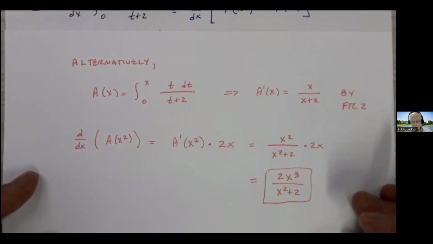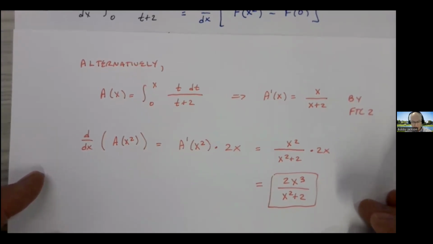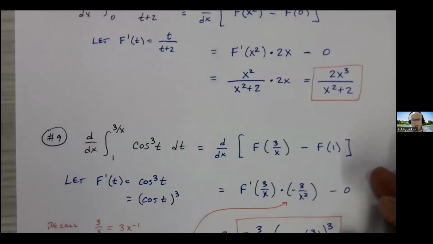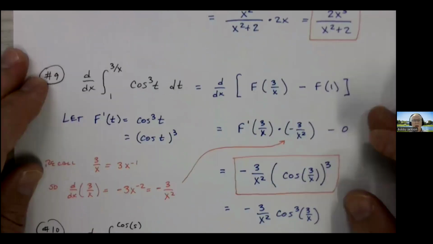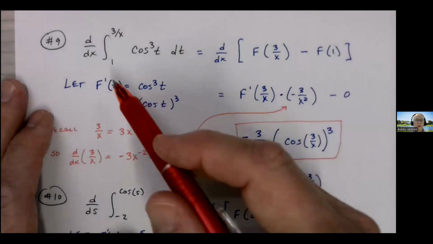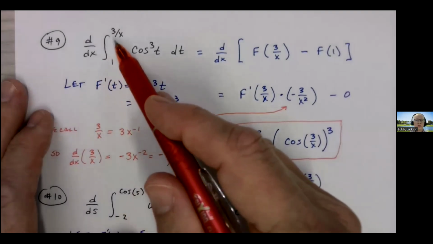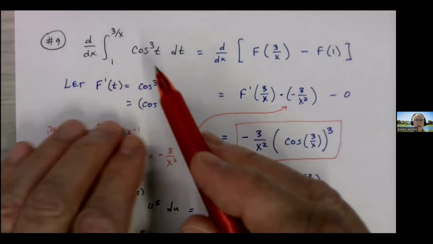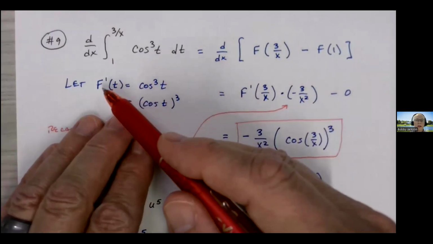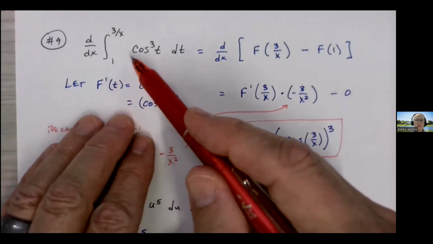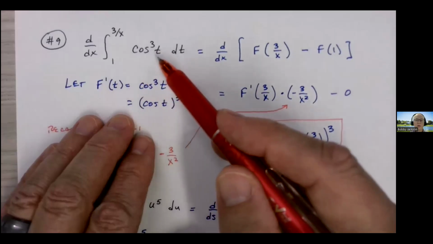Okay, really the same thing, just maybe a slightly different way of thinking about it. I like to do it the way I did this one, so that's the way I'm going to do numbers 9 and 10. So let's look at number 9. We're going to take the derivative with respect to x of the integral from 1 to 3 divided by x of cosine cubed t. So again, I'm going to let capital F be the antiderivative of cosine cubed.